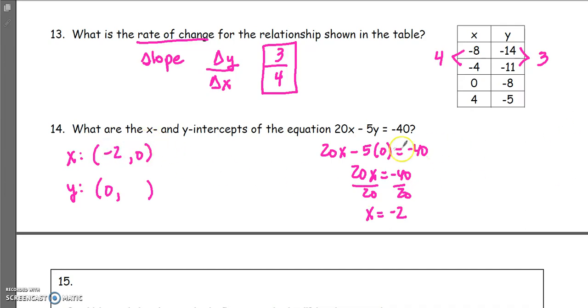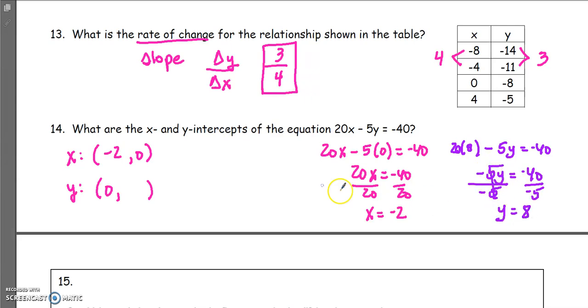If I do the y, I'm replacing my x with 0 and solving for the y. So I will have negative 5y equals negative 40. Divide by negative 5 on both sides, and I'll have a positive 8. So my y-intercept would be 0, 8.